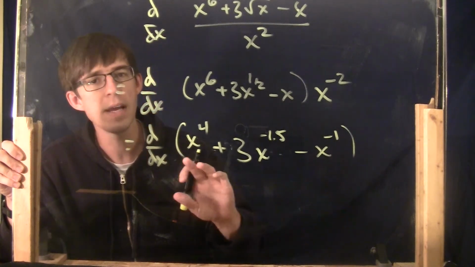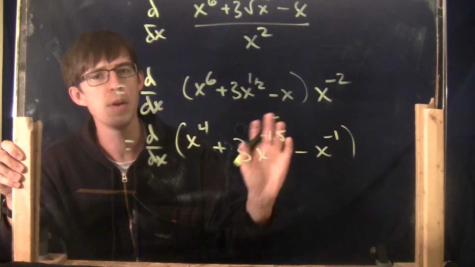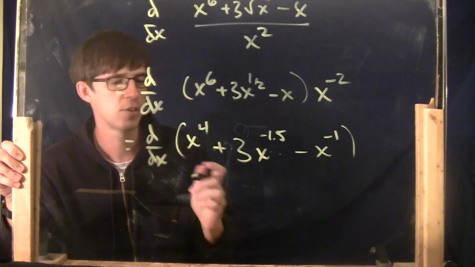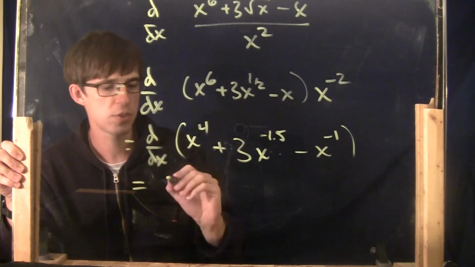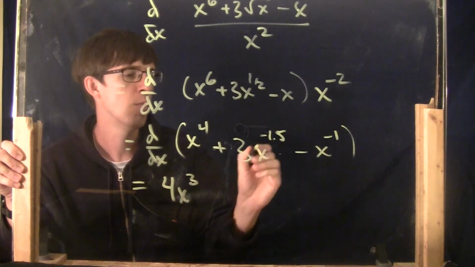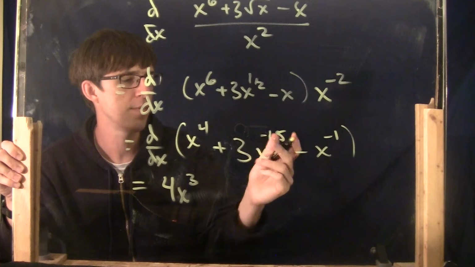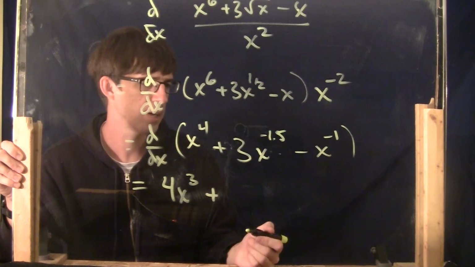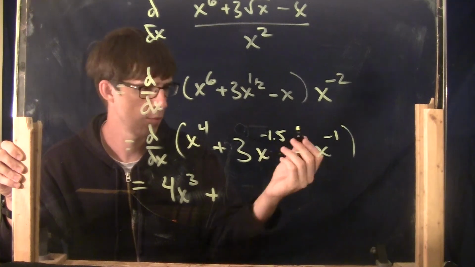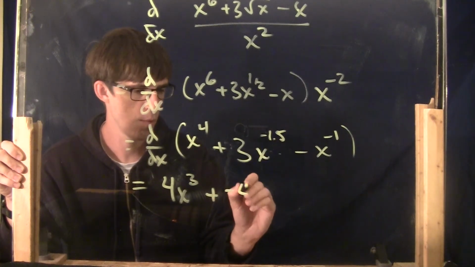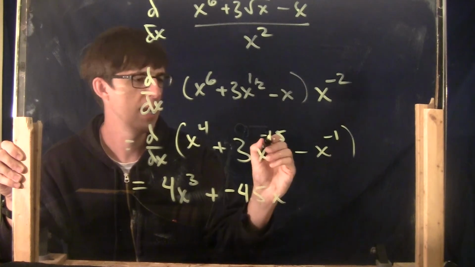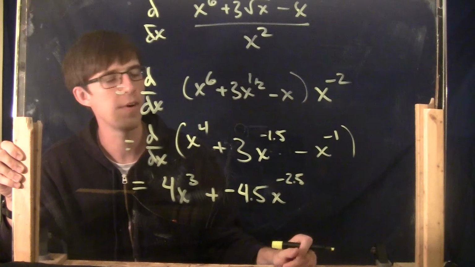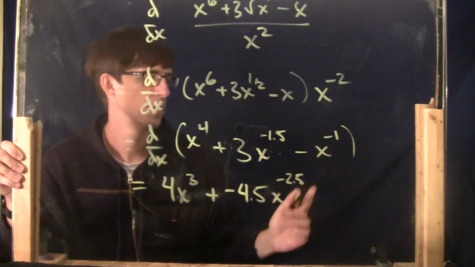Now it does look like a polynomial. There's a weird exponent here, but it's just a bunch of things added together, each of which is a power of x. So we can take the derivative using our trick. So this is 4x cubed. Right here I multiply negative 1.5 times 3. That's a weird number, I guess. What is it? 4.5, I think. Negative 4.5x. And now I decrease the exponent by 1. Makes it negative 2.5, right? Negative 1.5 minus 1, negative 2.5.